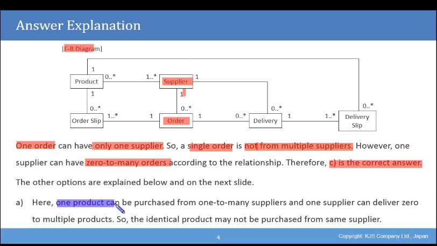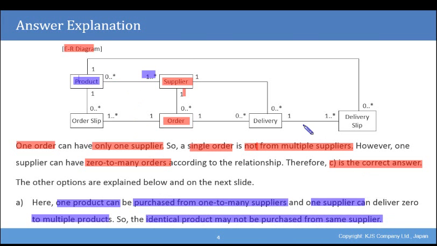In A, one product can be purchased from a one-to-many supplier. So here we have a product, and we have our supplier. And one supplier can deliver 0 to multiple products. We can see this from our ER diagram. Our product can be purchased from one to many suppliers, i.e. n is greater than or equal to 1. We can also have our supplier having 0 to many products. As we can see here, n is greater than or equal to 0. So the identical product may not be purchased from the same supplier.